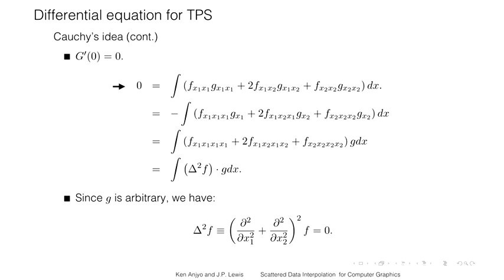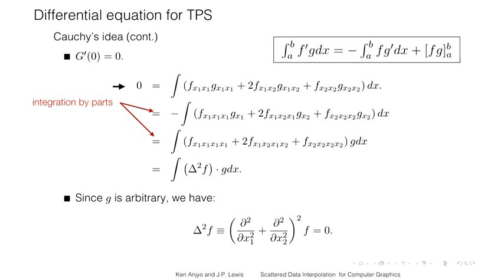Then we apply the integration by parts twice, here and here. So you remember the familiar formula of integration by parts. Because G vanishes at the boundary, the residual term should always be 0. So we have such expressions. Then finally we have the last equation.